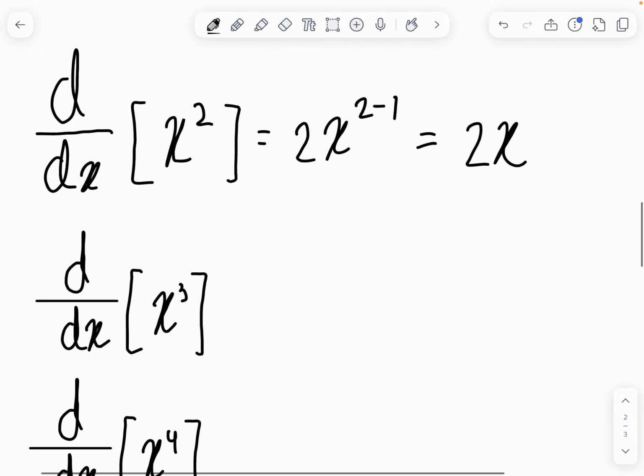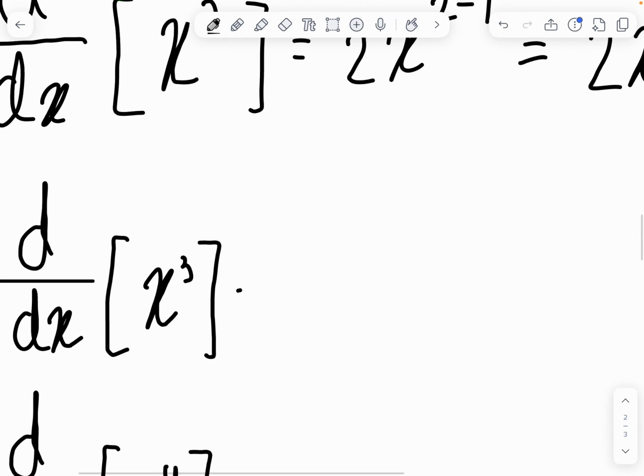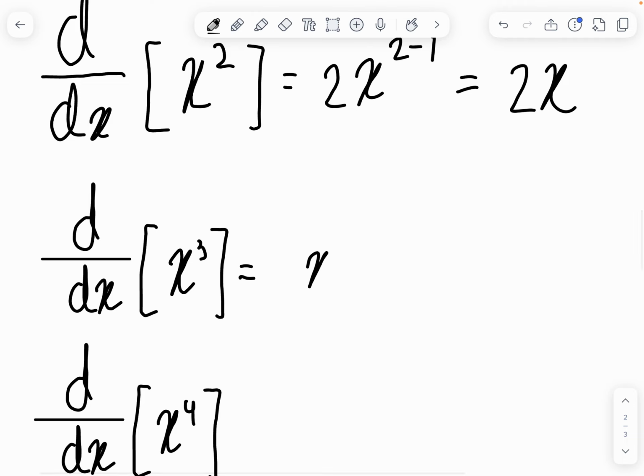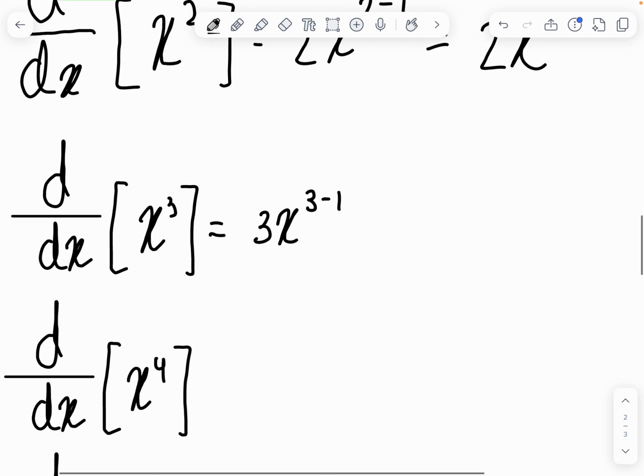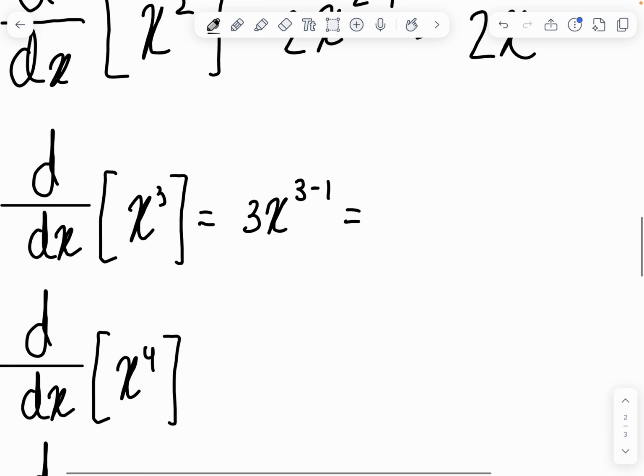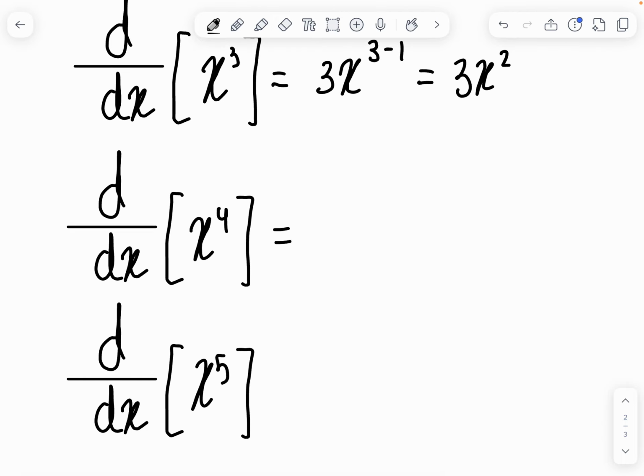Okay, hopefully you've paused the video and found the answers. So let's do them, right? So we have x and then the 3 to the x and then 3 minus 1 because it's n minus 1. So this is just going to be 3x squared. Okay, now let's do x to the power of 4. So this becomes 4 times x to the power of 4 minus 1. So this becomes 4x cubed.